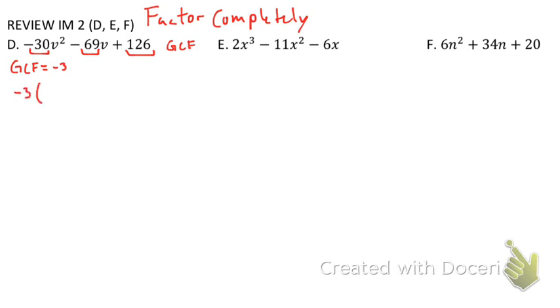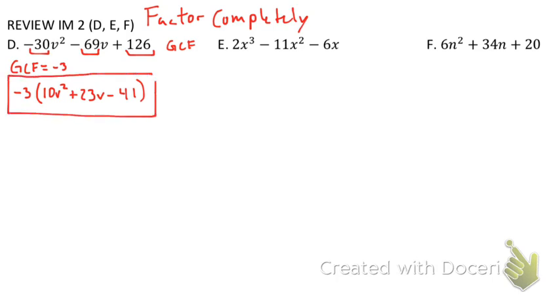If I divide negative 3 from 30, that gives me 10v squared. Negative 3 from negative 69, that gives me positive 23v. And then negative 3 from 126, that's going to give me negative 41. So negative 41 here. Okay, so this will be our final factored form. Move on to example E.